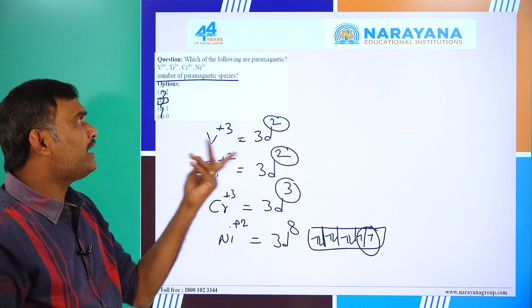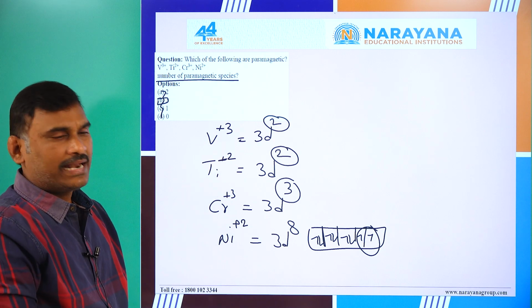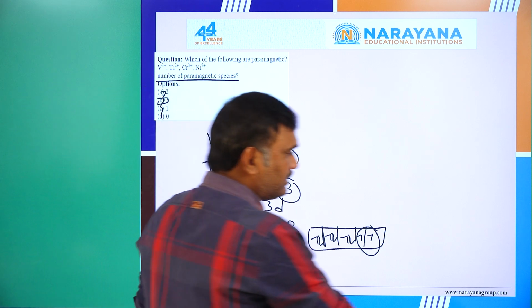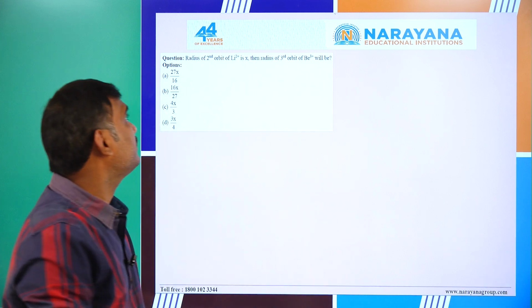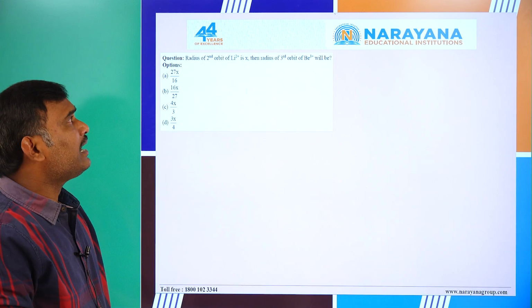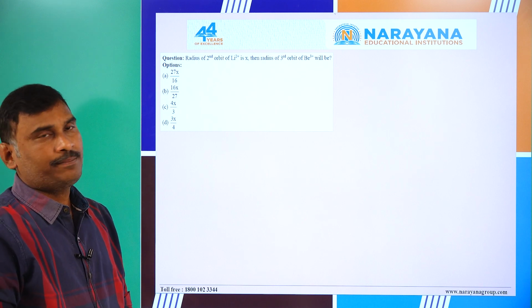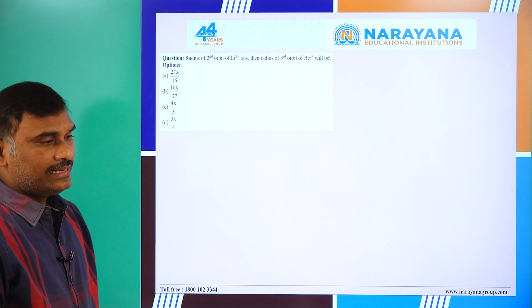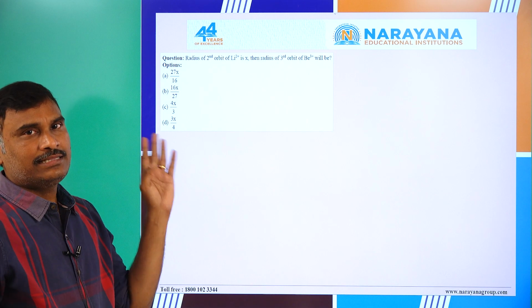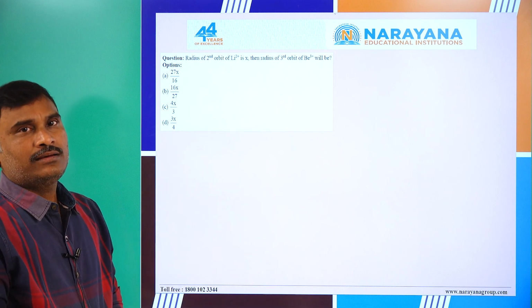Unpaired electron. That's why all of them should be paramagnetic. Now go for the next question, students. The radius of the second orbit of Li2+ is x, and the radius of the third orbit of Be3+ will be? Generally, how to calculate the radius is the question from atomic structure.